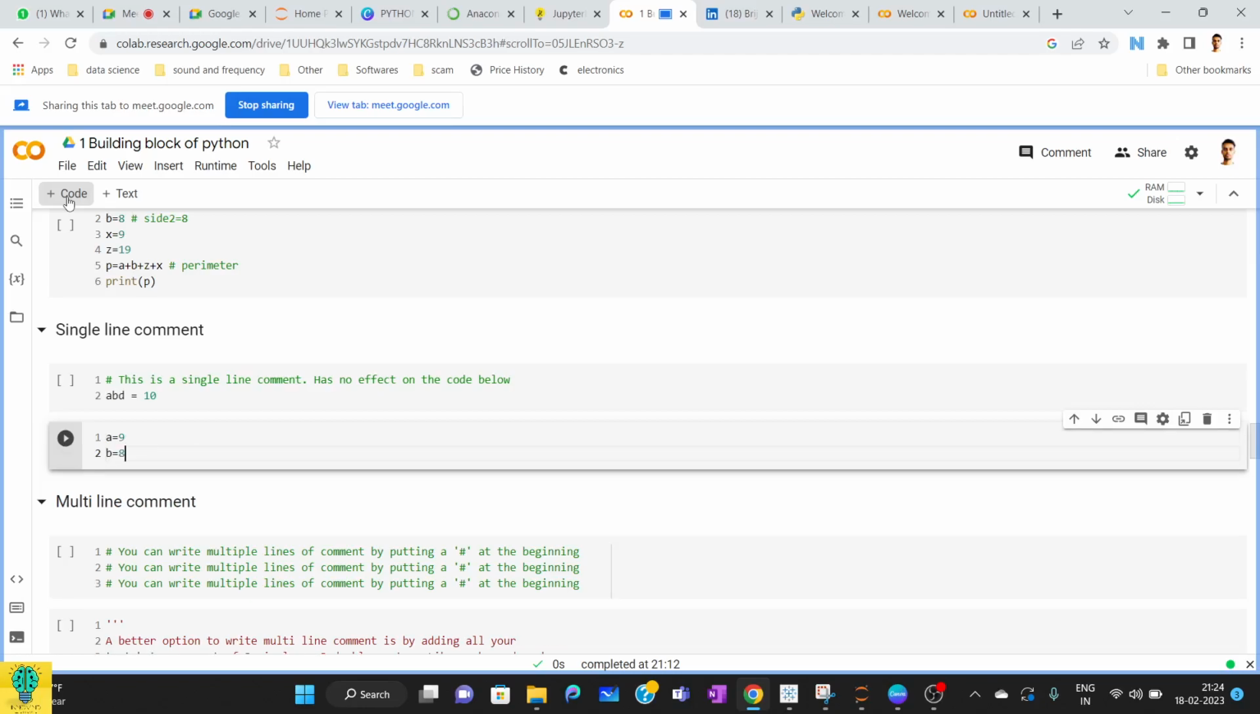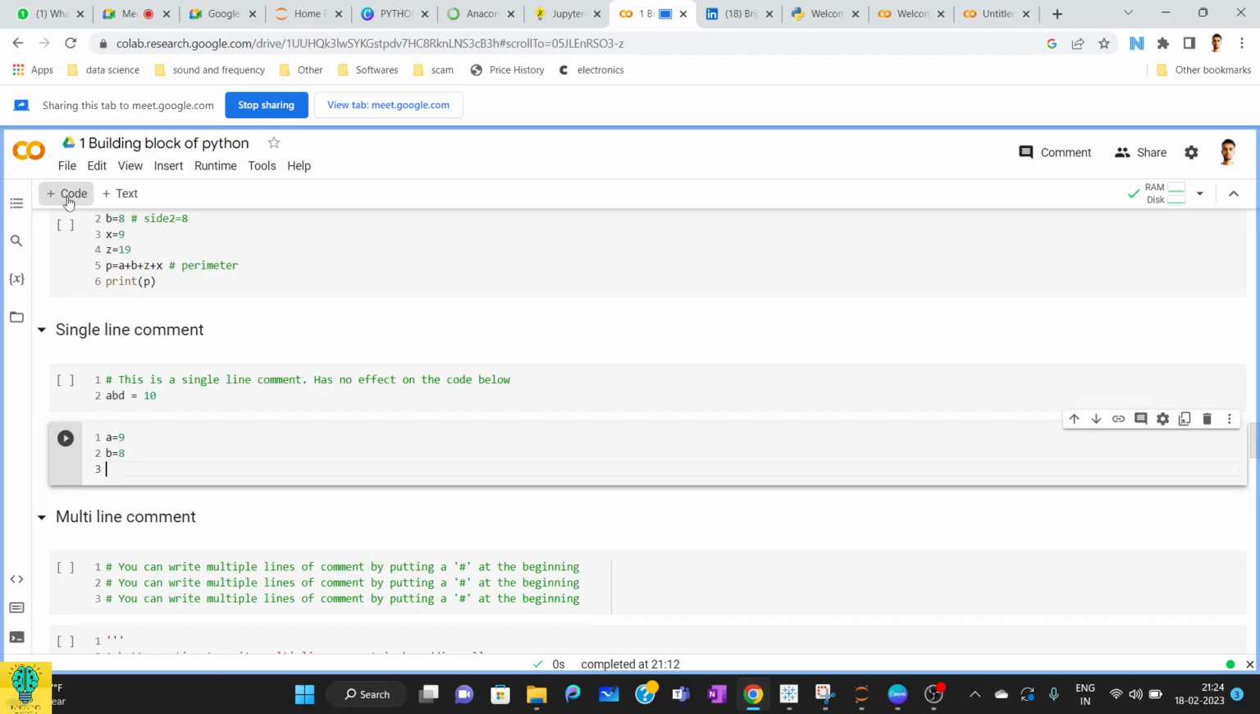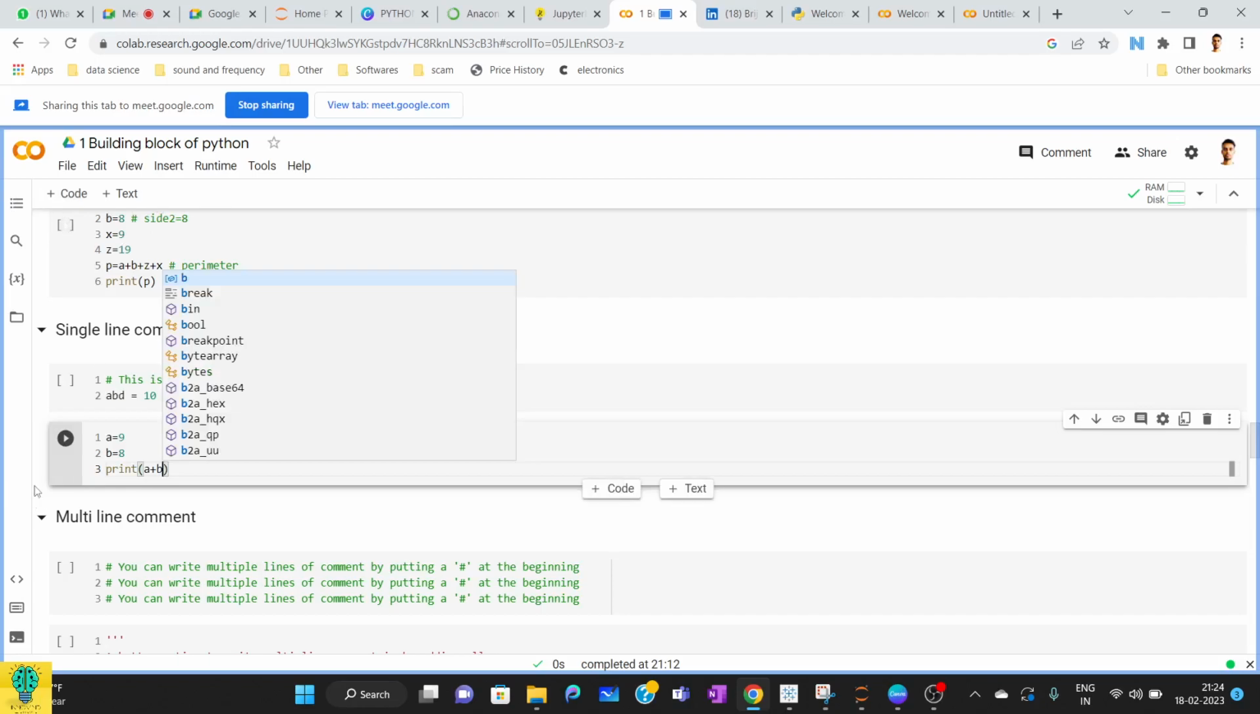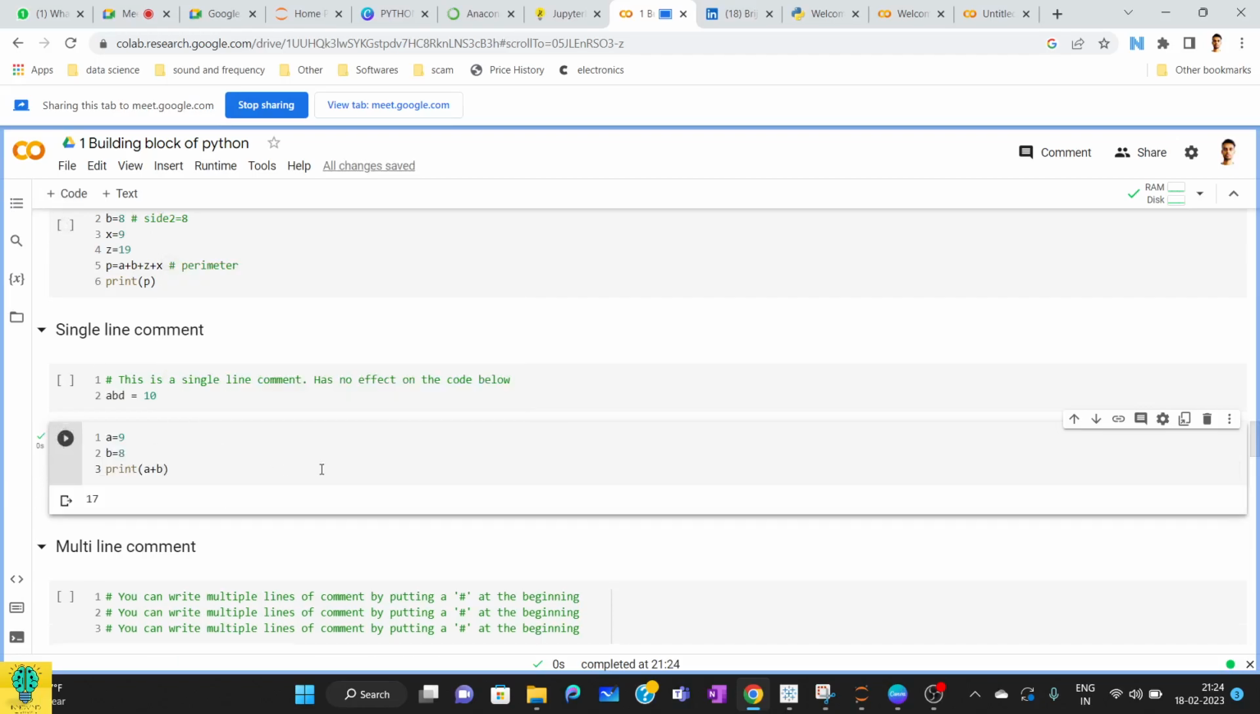b is equal to 8, and if I write print a plus b, what is it going to give me? It is going to give me some value, right? It is going to give me 17. So if I comment it out, I have made it a comment. So will I still get 17? Will I be getting 17?